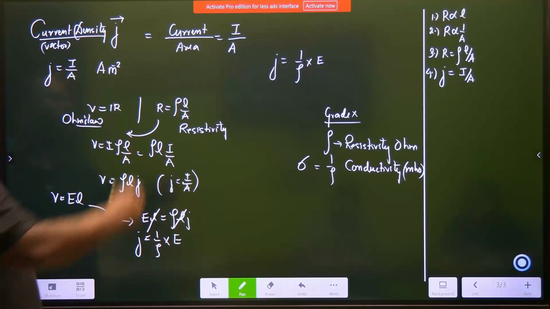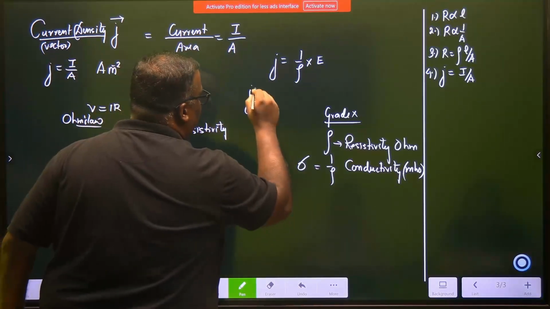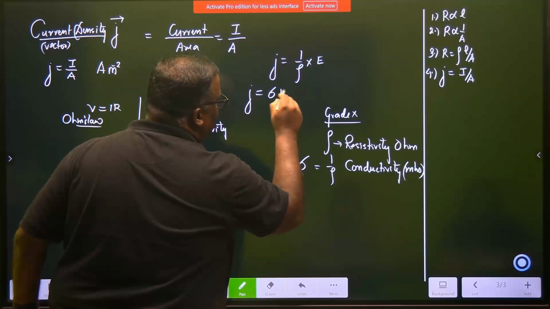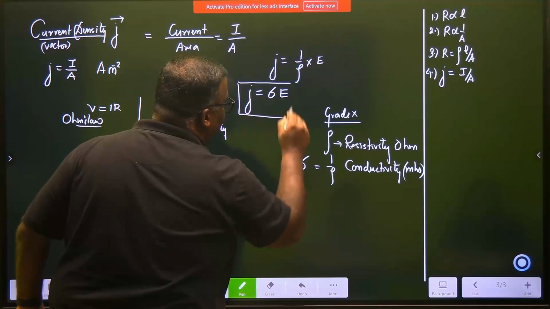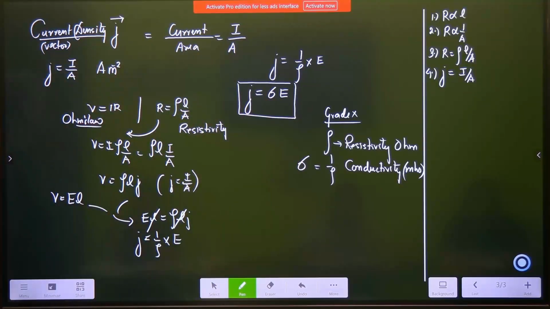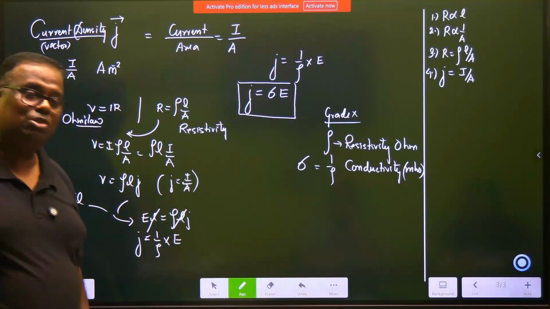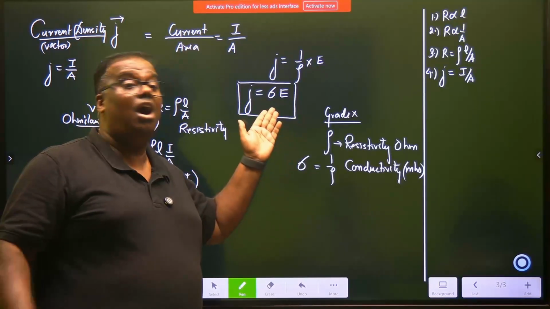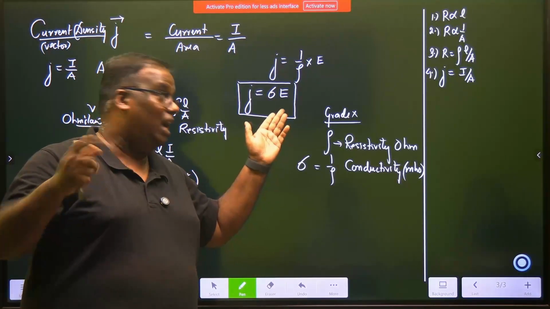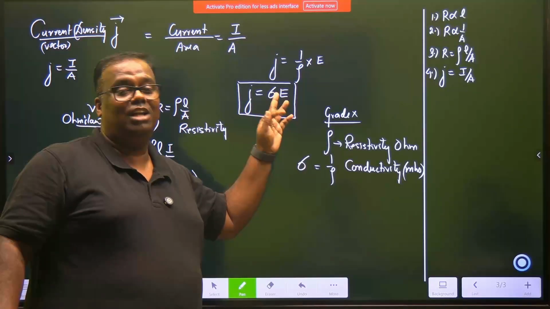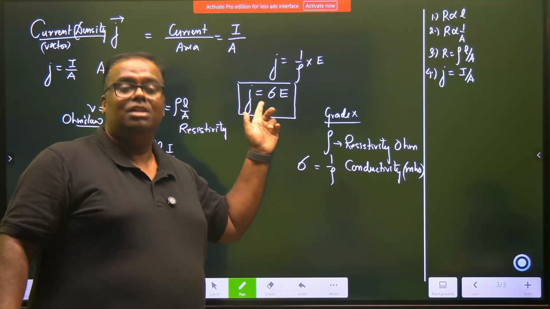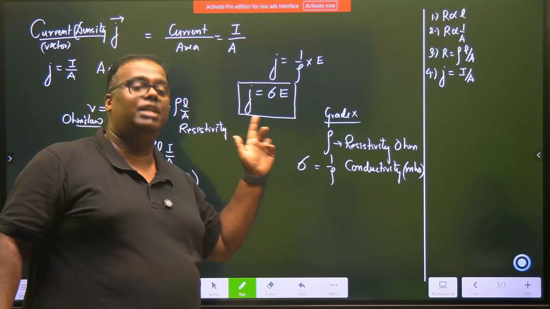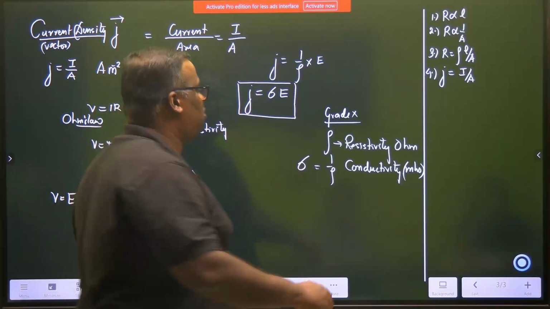So how do I write this now? I can write J is equal to sigma E. This is a macroscopic viewpoint of Ohm's law. How did you study Ohm's law in grade 10? V equal to IR. Here I got replaced by E, R has got replaced by conductivity, and V gets replaced by current density.